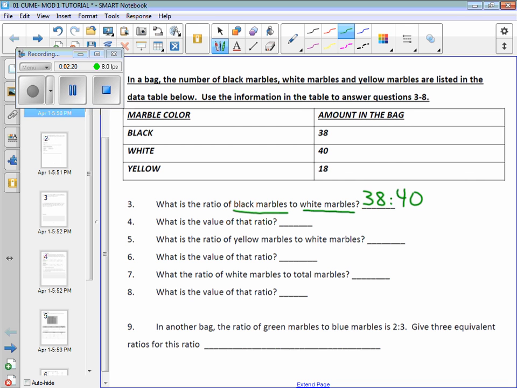Value of the ratio is reducing it into its simplest form. Both 38 and 40 are divisible by 2. So on my end, I wind up being able to reduce it to 19 to 20. And that's the value of the ratio. Now we're going to do yellow to white. My yellow is 18, and my white is 40. Both are divisible by 2 again, so I'm going to find the value as 9 to 20.